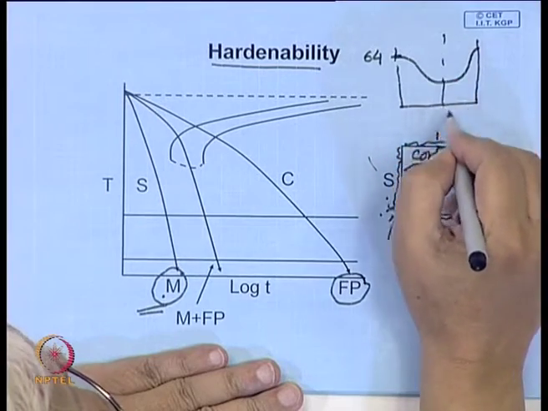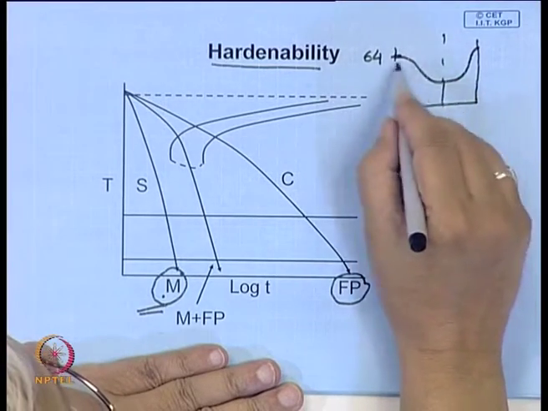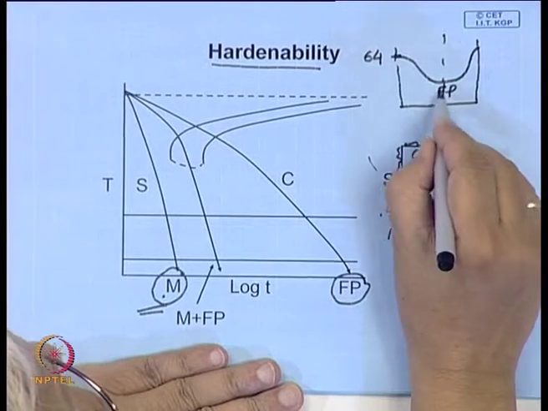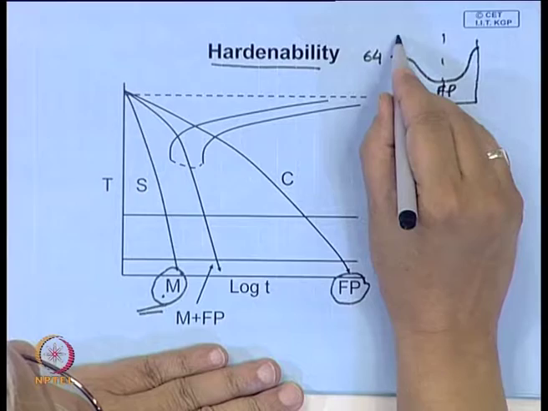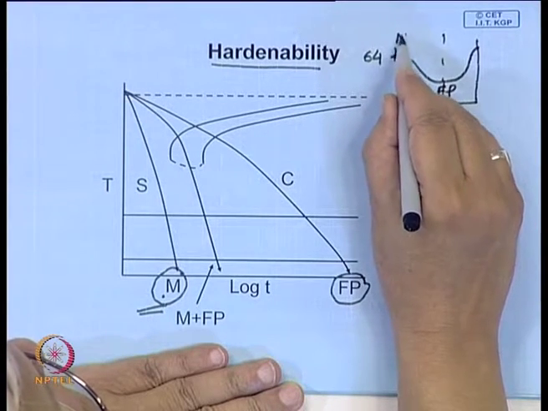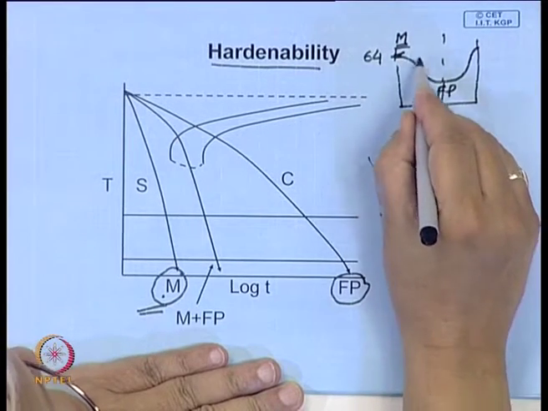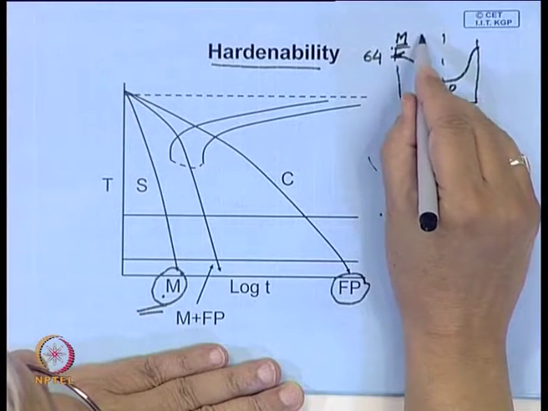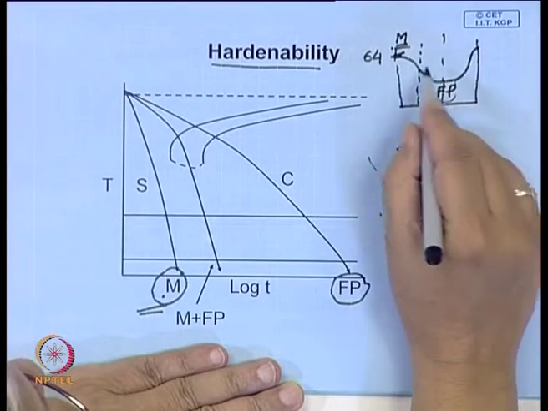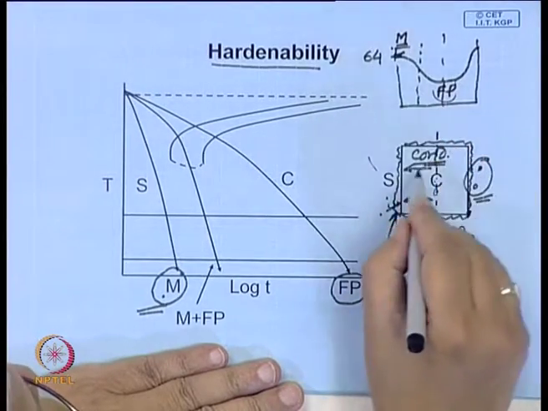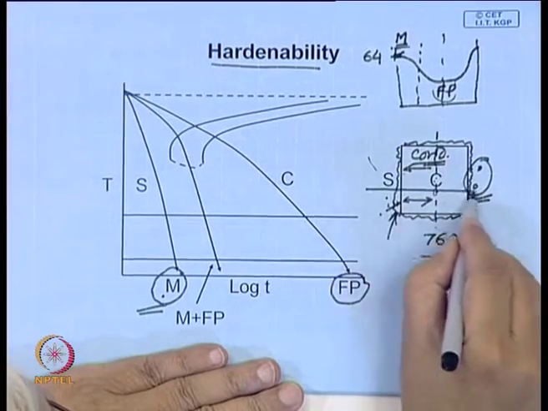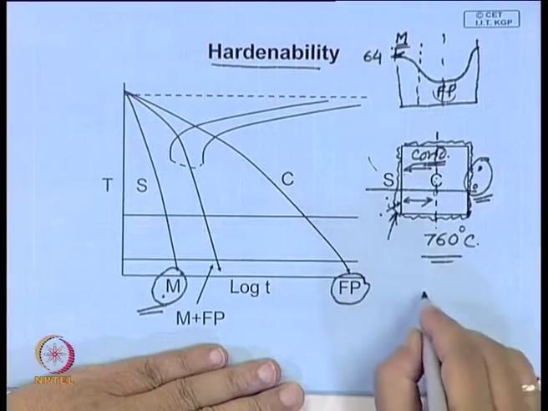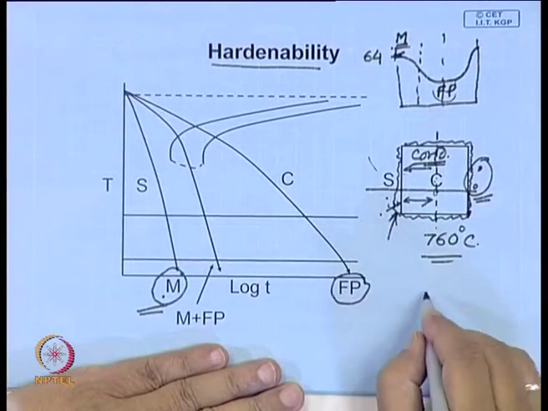This curve, if it is a cylinder, should be symmetric. What you have here is fine pearlite, and here you have 100% martensite. In between, you can think about a structure where it is 50% martensite, 50% pearlite. And if, after quenching, you take a section and develop the microstructure, this demarcation is very easy to see, because martensite is difficult to etch.